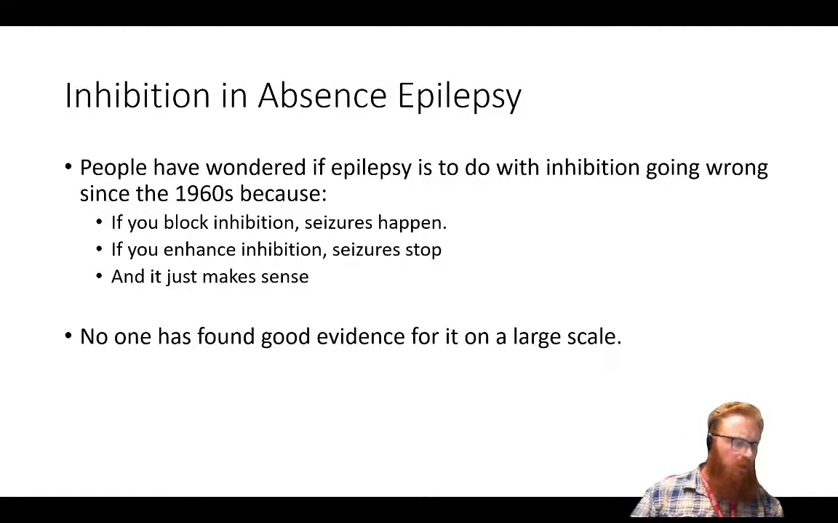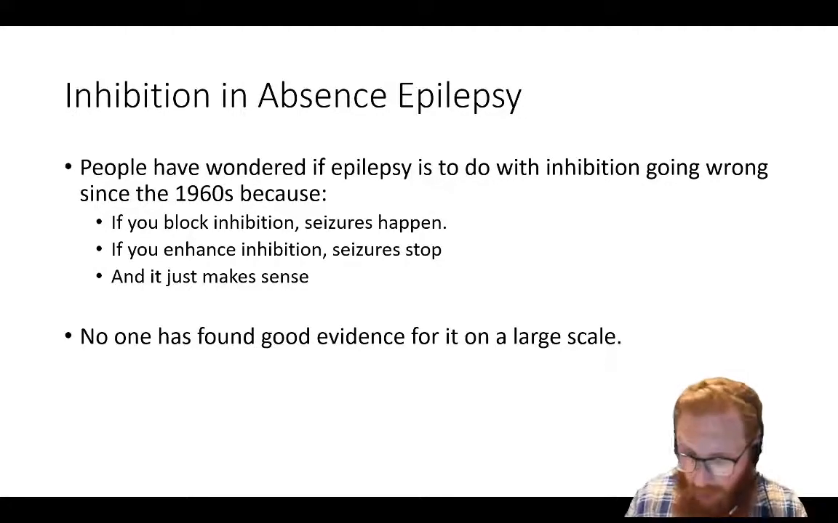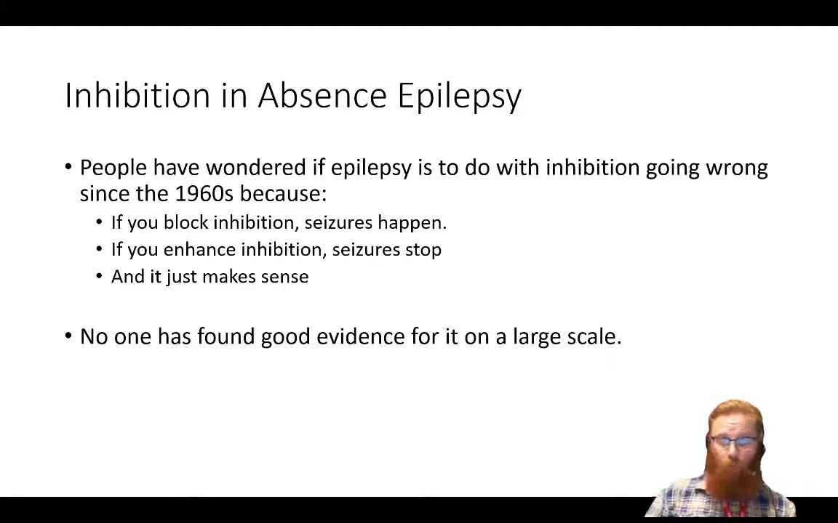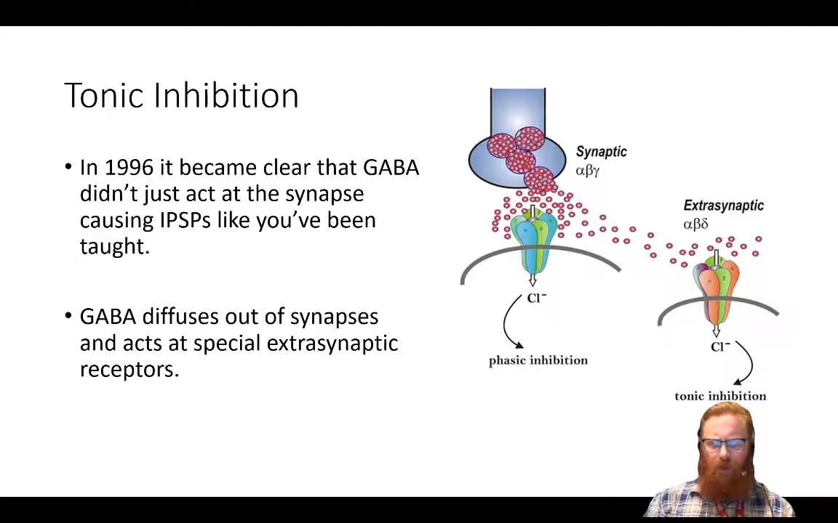So people have hypothesized that all epilepsies are to do with inhibition being ineffectual, right? Because if you block inhibition, seizures happen. If you have somebody with seizures and you give them something that enhances inhibition, the seizures stop. It just kind of makes sense. But no one has found good evidence for it outside of a few specific genetic epilepsies.